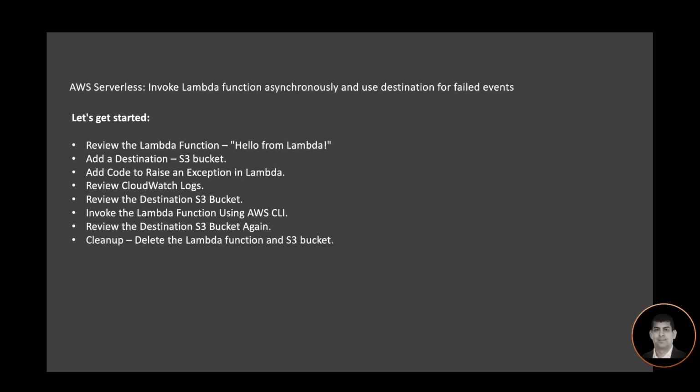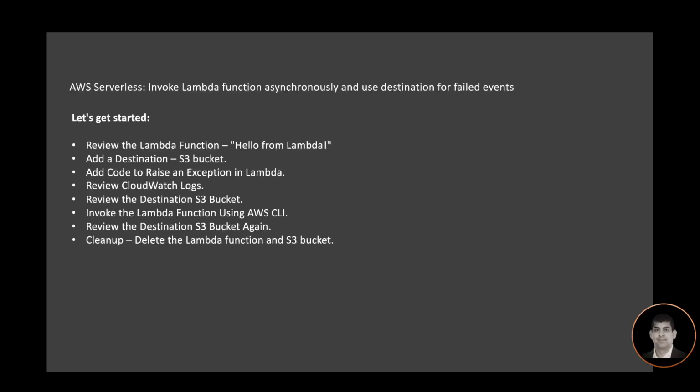Let's get started. We're going to review the Lambda function, which is a very simple hello from Lambda function. I'm going to add a destination, which is an S3 bucket, and then I'll add code to force an exception in Lambda because I'm configuring the destination for failed events.